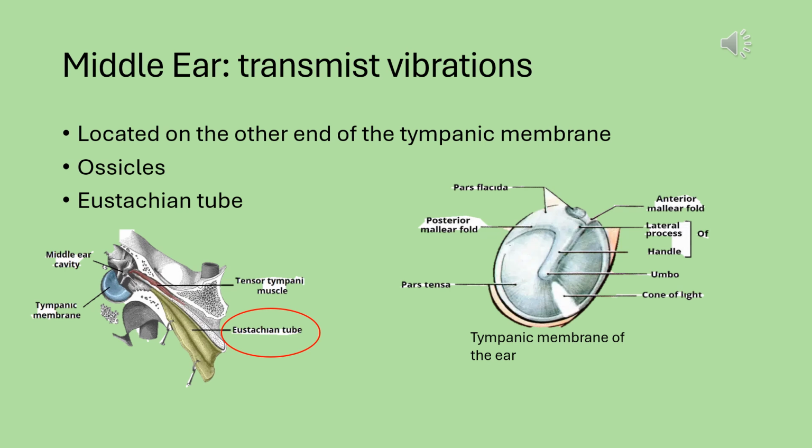The picture in this slide to the right is the tympanic membrane of the ear, which is the thin membrane that is located between the external and middle ear. On the left you will see the location of the eustachian tube, which as you can see looks quite long. That is because the eustachian tube actually connects the middle ear all the way to the throat and the nose.